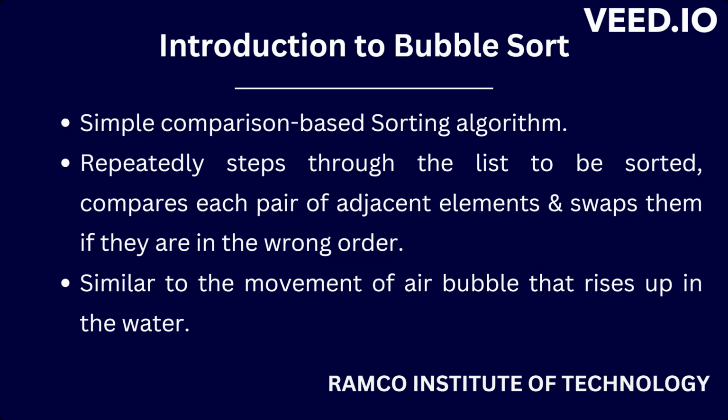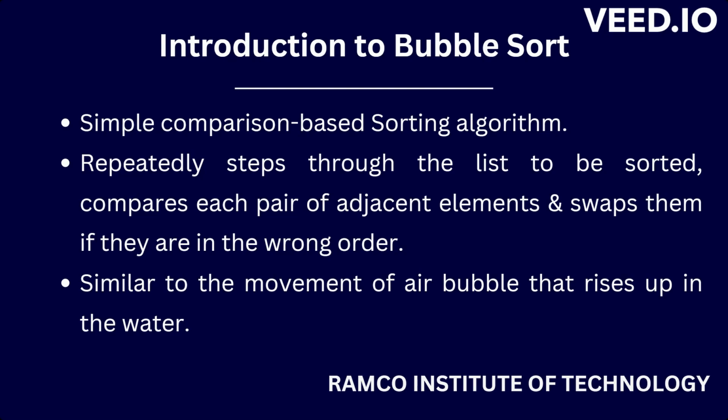It is called bubble sort because it is similar to the movement of an air bubble that rises up in the water. The larger bubble will rise first, and the smaller ones will flow into it. Likewise, in bubble sort, the larger element in the list bubbles up to its correct position in each iteration.